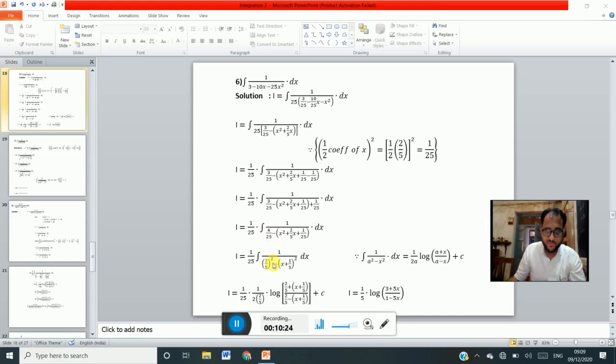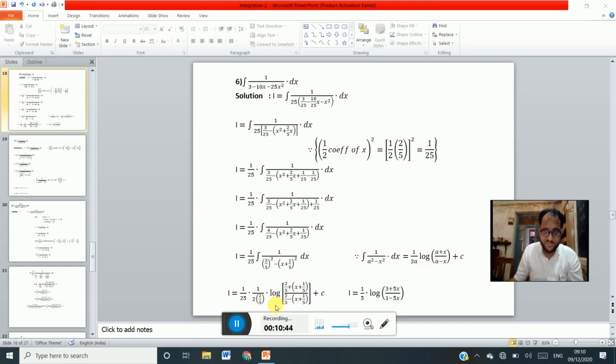So what do we get? 2 by 5 whole square minus x plus 1 by 5 whole square. This is the form we get: the integral of 1 upon a square minus x square is equal to 1 upon twice a log of a plus x upon a minus x plus c. Right. So using this result of integration, what do we get?